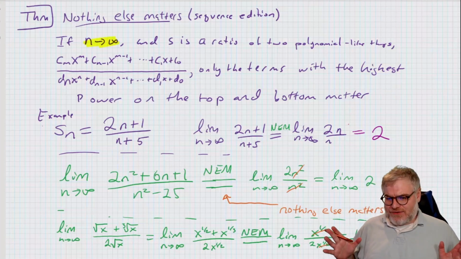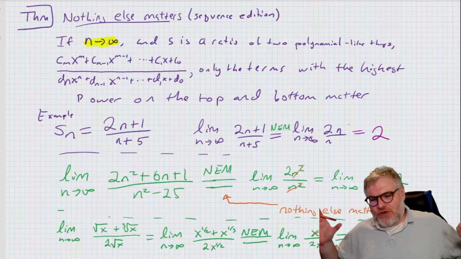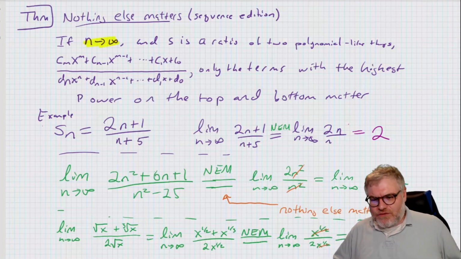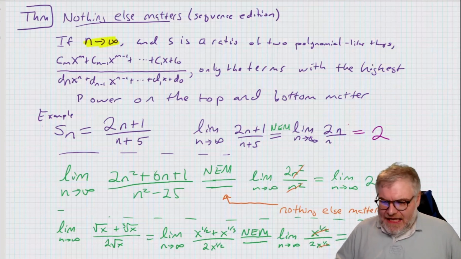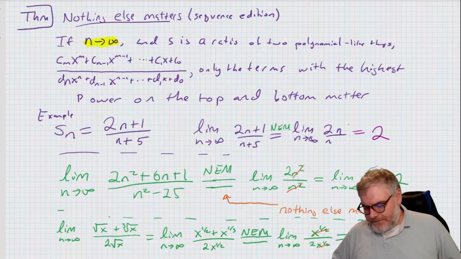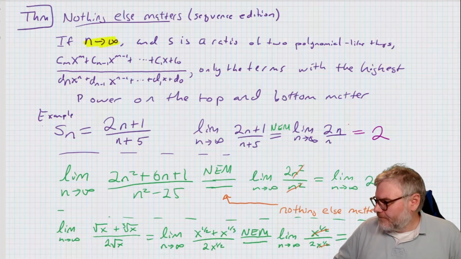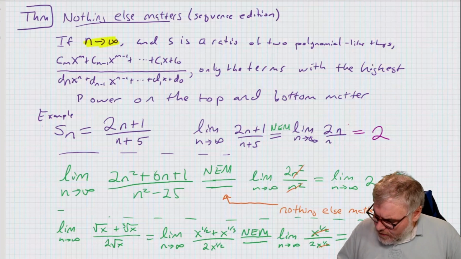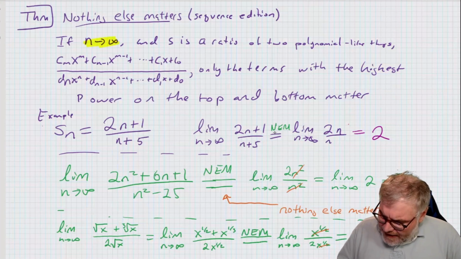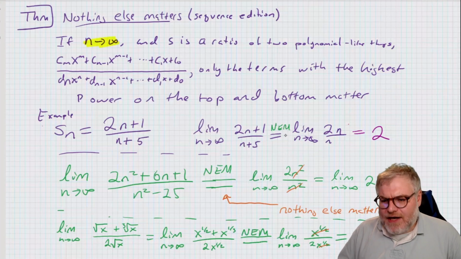This is infinity you're talking about. Infinity laughs at you. You million, you billion, you trillion, you U.S. national debt. Infinity laughs at you. Okay? So what I'm going to do is write the limit as n goes to infinity of (2n plus 1) over (n plus 5). Then over my equal sign, I'm going to write NEM for nothing else matters.